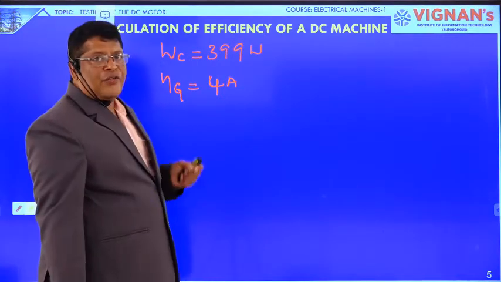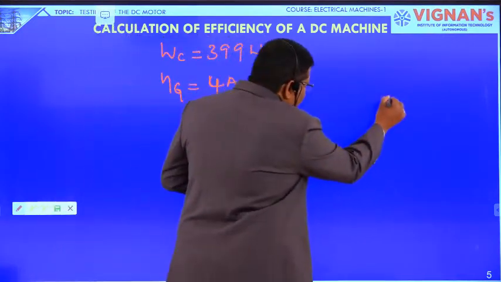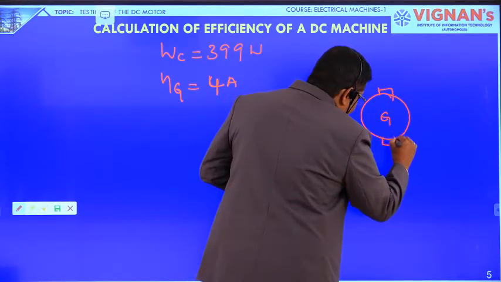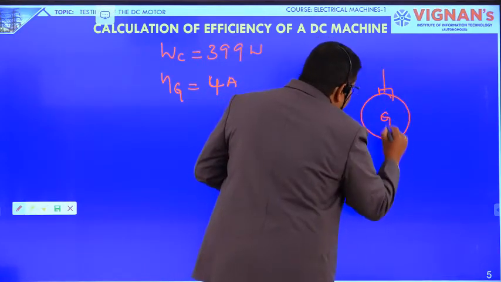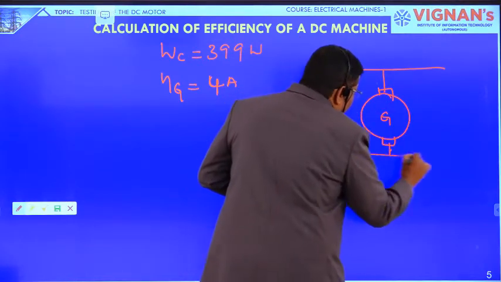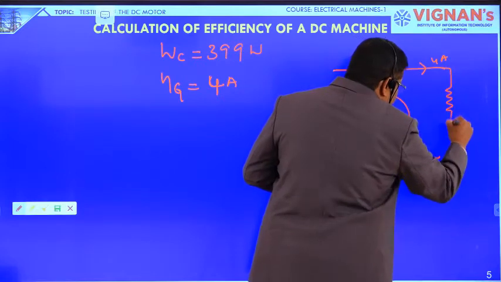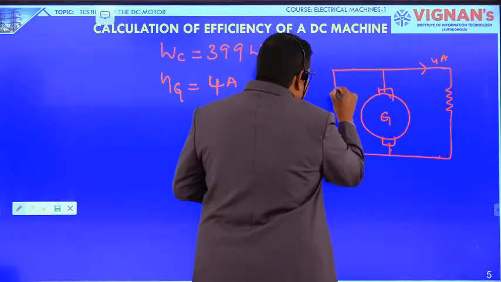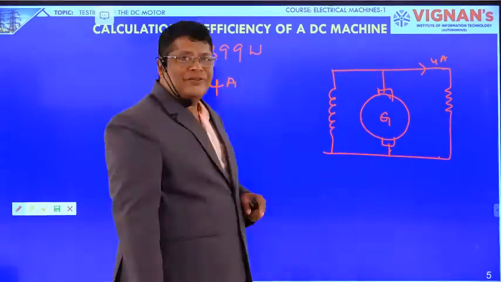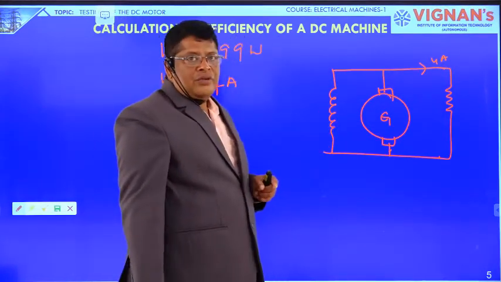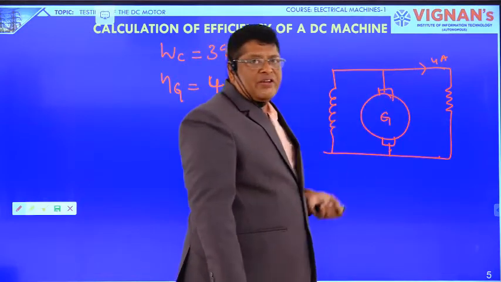See here, taking the generator, draw the circuit diagram of the generator here. This is the generator. The generator is supplying a current of 4 amperes. Here an electrical load is connected, which is drawing a current of 4 amperes. This is the generator equivalent circuit.